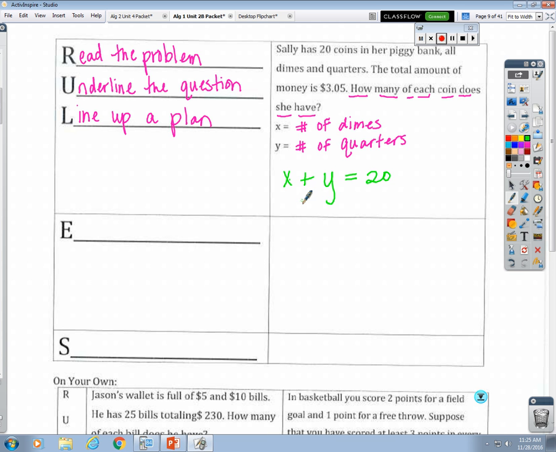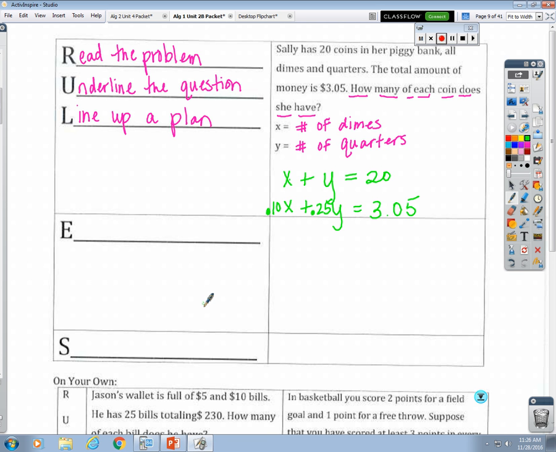Now, what about your second equation? Right, but that 3.05 is a dollar amount, right? Well, don't we know the amount that a dime is worth? Isn't it worth 0.10? And don't we know a quarter is worth 0.25? So when you're working on the equation that equals the dollar amount, you've got to represent the amount of a dime and the amount of a quarter beside their variable. Well, we're about to use the evaluate box to actually do the work.